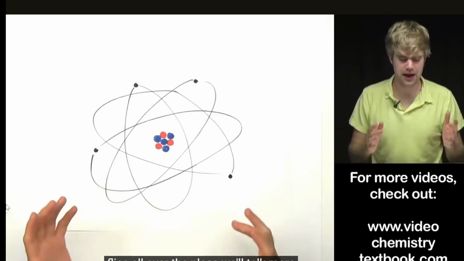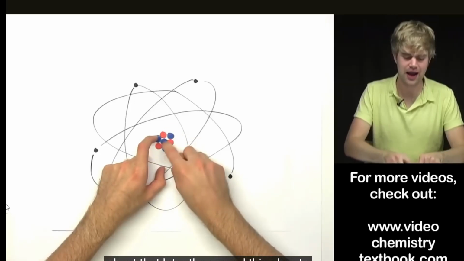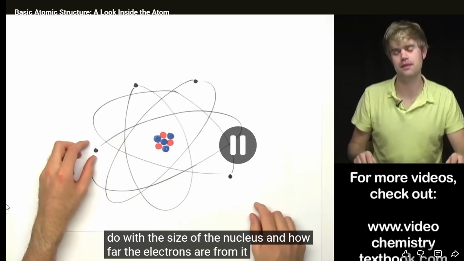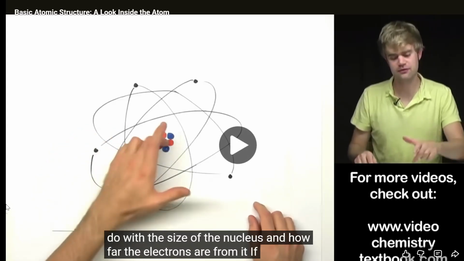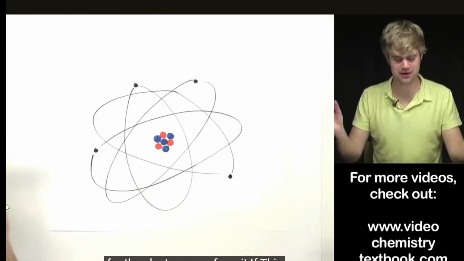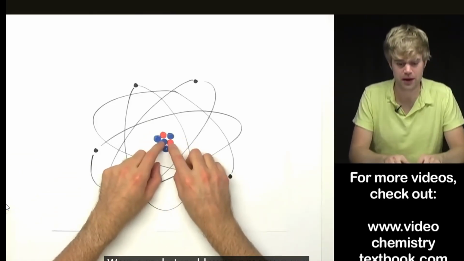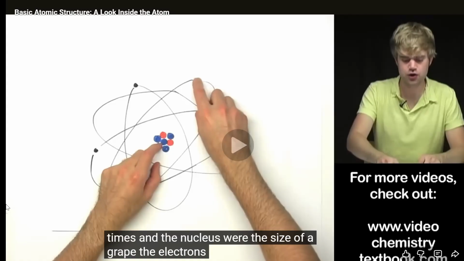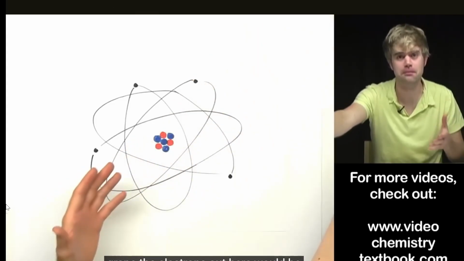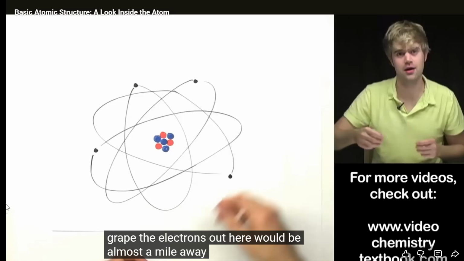The second thing has to do with the size of the nucleus and how far the electrons are from it. The nucleus actually looks pretty big compared with the size of the atom here, yes? Right? Maybe the atom is about 10 times bigger. That's not how it is at all. Let's find out. If this were a real atom blown up many, many times, and the nucleus were the size of a grape. Okay, so we got the nucleus. What's it the size of? Grape. The electrons out here would be almost a mile away. The electrons would be a mile away.